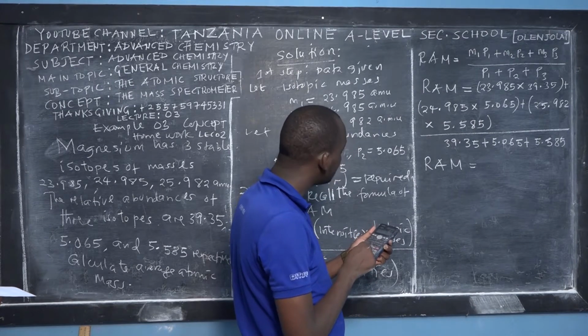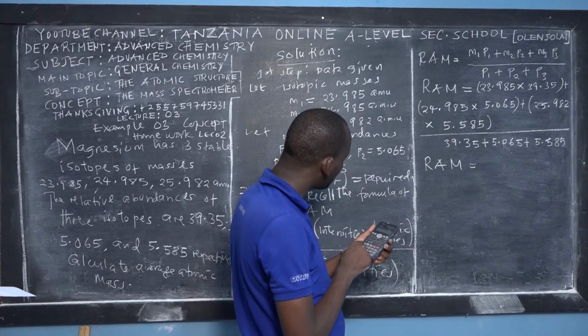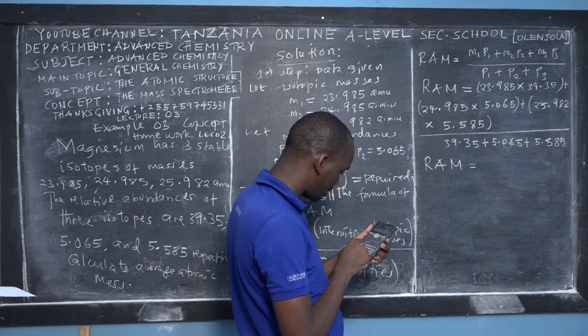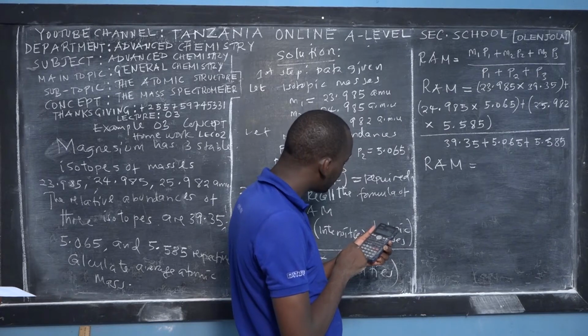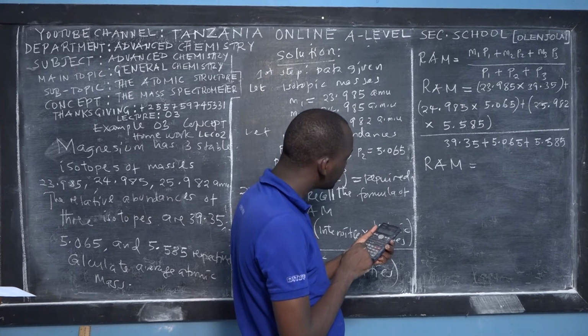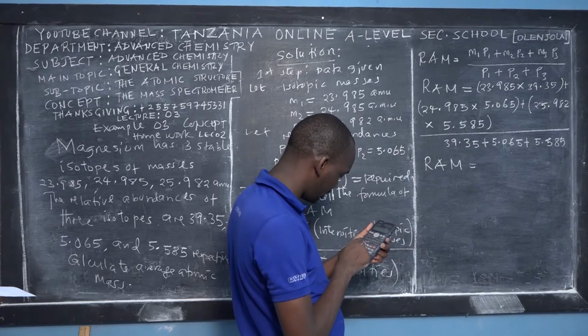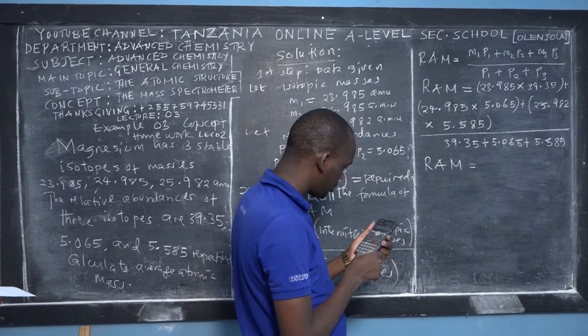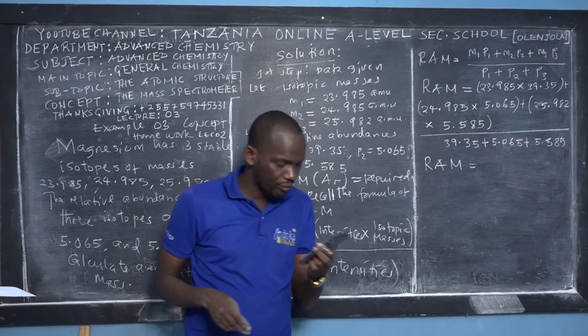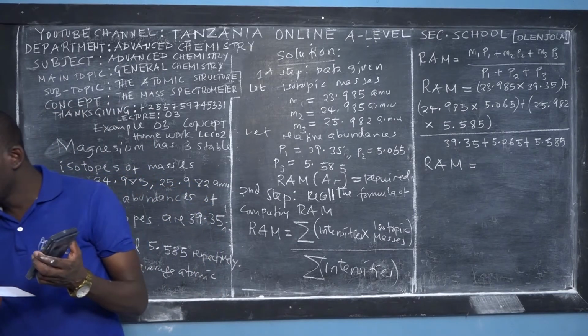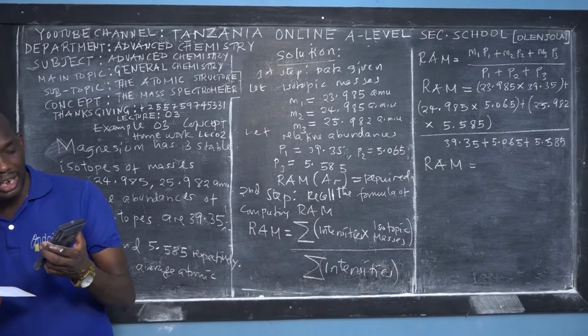Then we divide by 39.35 plus 5.065 plus 5.585. So we get 24.309. That's what I've got myself.